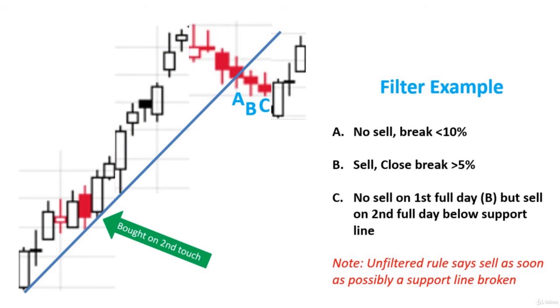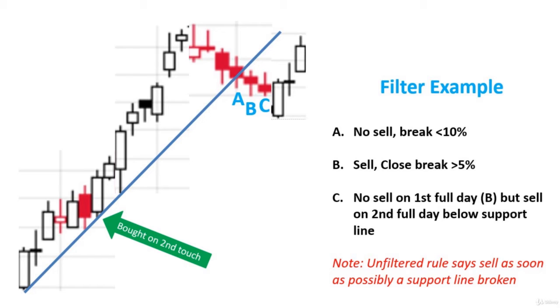So if we look at this example here, the same example, we could see that we bought in on the second touch. We're in a nice uptrend here. You could see that when it breaks the line right at A there, we should have been selling right away if we followed the rule to the letter. It broke the line, we should have sold.